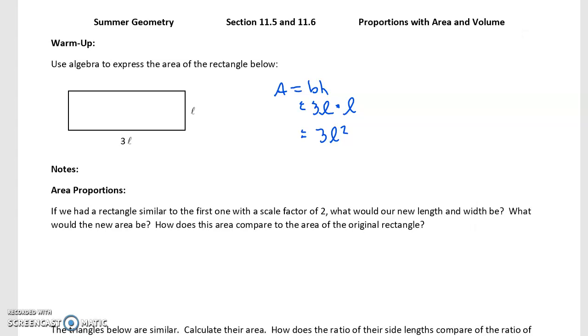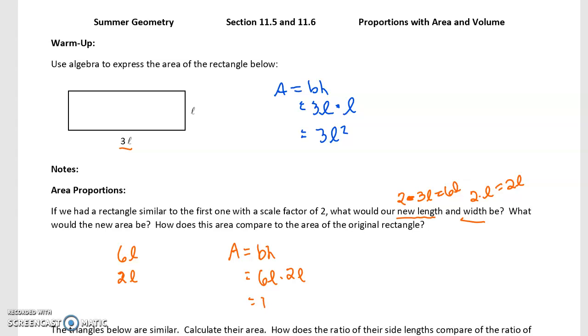So let's answer those. Our new length would be twice the old, our new base. So it would be 2 times 3L, which is going to be 6L. And our new width would be 2 times L, which is just 2L. So our new base is 6L, our new height is 2L. Then our new area, base times height, is 6L times 2L, which is 12L squared.